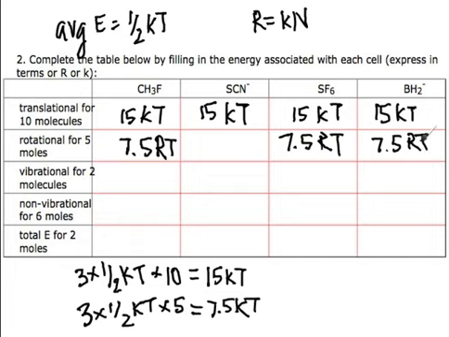SF6 is also nonlinear. And SCN minus is going to be a linear molecule. So instead of multiplying by 3, remember for linear molecules, the rotational modes is only 2. So it'd be 2 times 1/2 times 5. So this is going to give us 5.